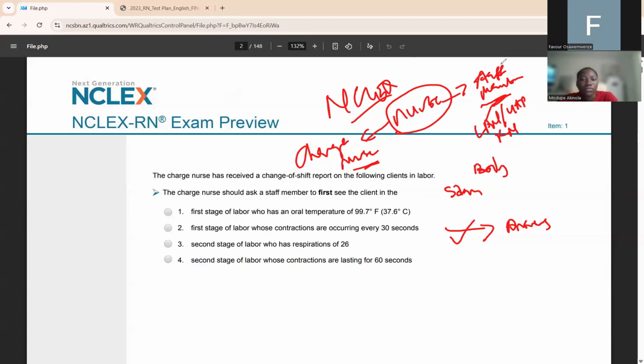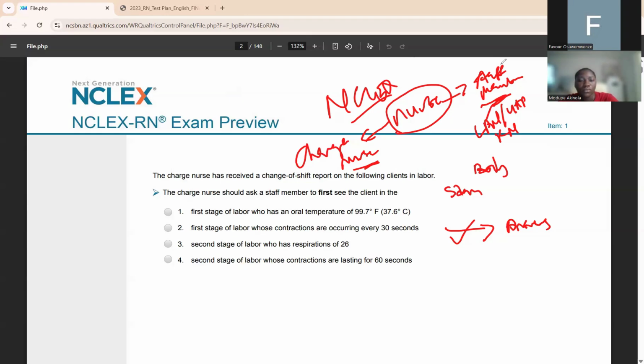So when you want to take the NCLEX exam, you need to understand the role of the charge nurse, your role as a nurse, as well as the role of the LPN and the role of the UAP. So when you come on the NCLEX exam and the NCLEX is saying the charge nurse has received a change of shift report, you will understand why the NCLEX is speaking this language.